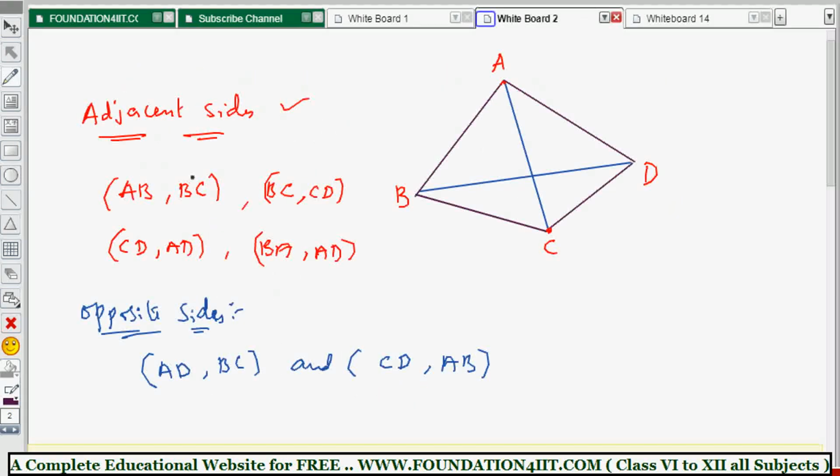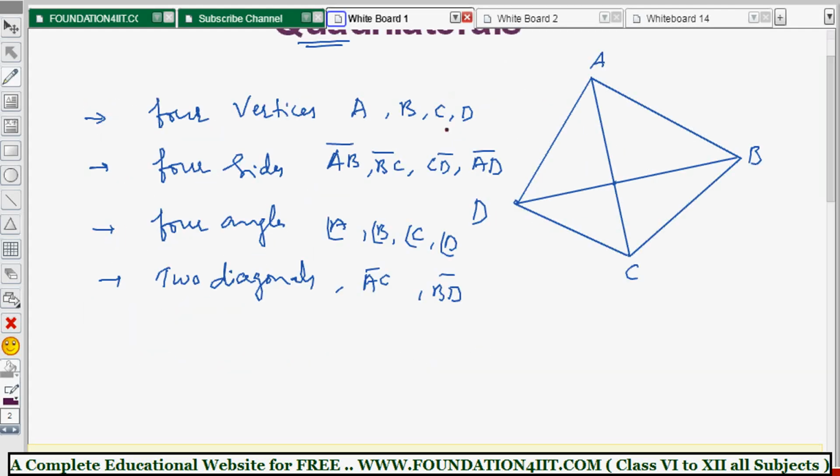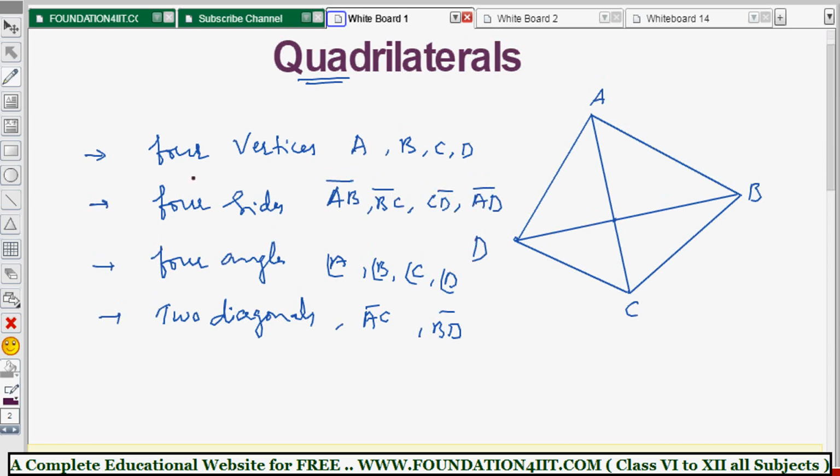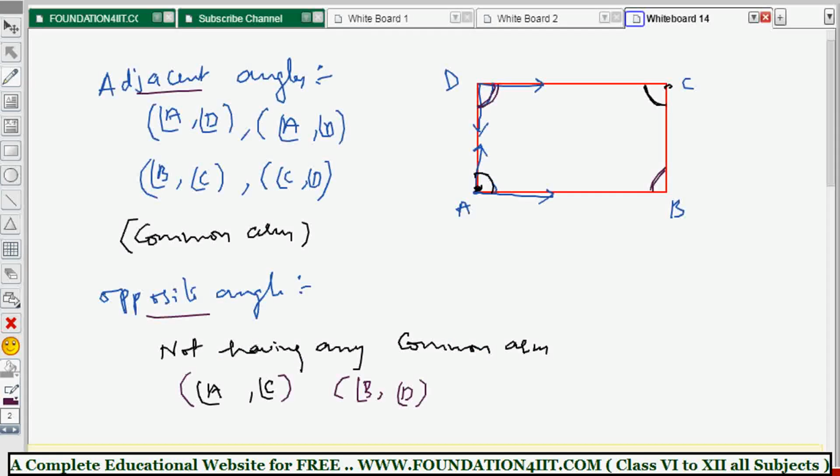Similarly, adjacent sides and opposite sides: every quadrilateral has these basic important properties you should know. We'll see some other important results on these quadrilaterals apart from these basics. Let me explain some other important results on these quadrilaterals, including theorems.